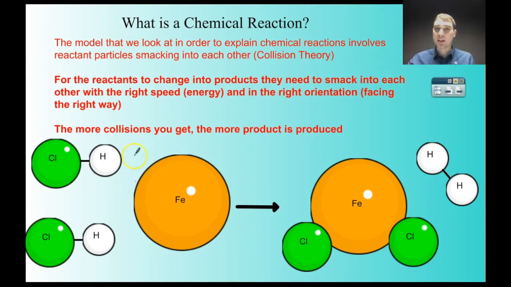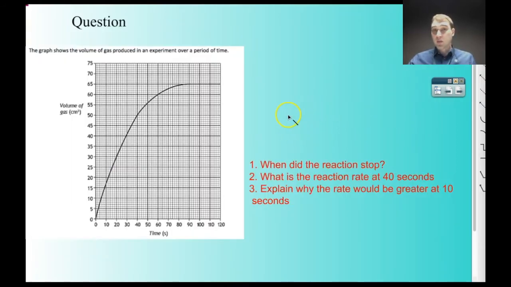So there's not going to be as many collisions between the magnesium and hydrogen ions, until eventually you either run out of magnesium metal, which is what we saw in the video before, or you run out of hydrogen ions. When that happens, you don't get any further reaction. So let's have a look at an example question.